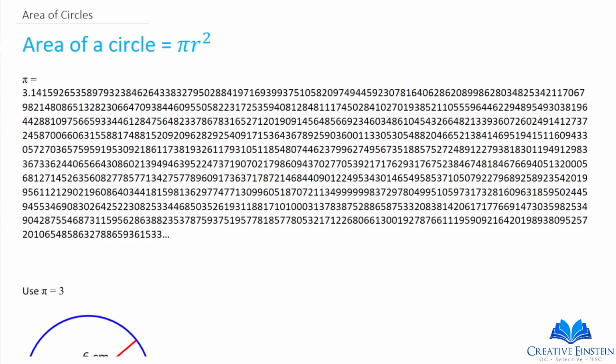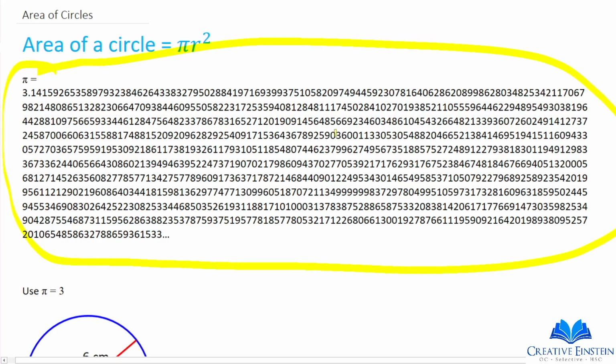To find the area of a circle, we're really simply just using the formula pi r squared, or pi times r squared. What is pi? Well, this is pi and it goes on forever. So that's obviously a really large number and we're not going to use all of it. Usually in your question it will tell you exactly what to use as pi.